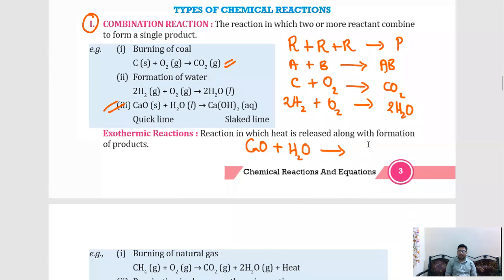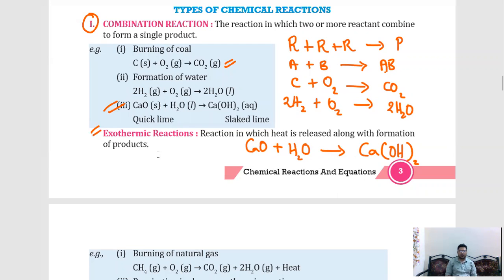Both combine together and form Ca(OH)2. How to pronounce this? Ca, OH taken twice. This I have also explained in that video: how to pronounce all these and how to count everything. So calcium oxide reacts with water to form calcium hydroxide, known as slaked lime. That is about combination reaction, and here we have to learn about exothermic reactions.